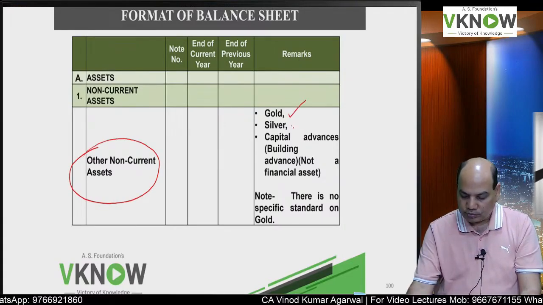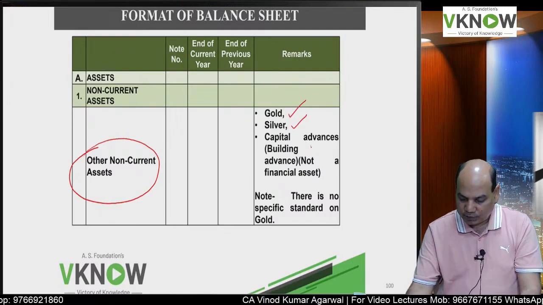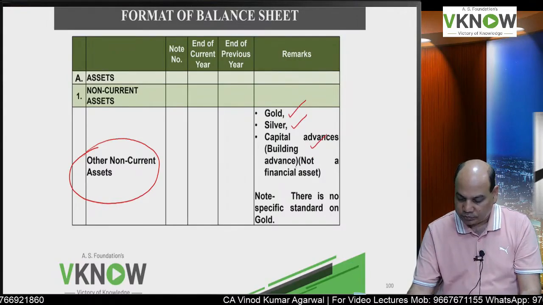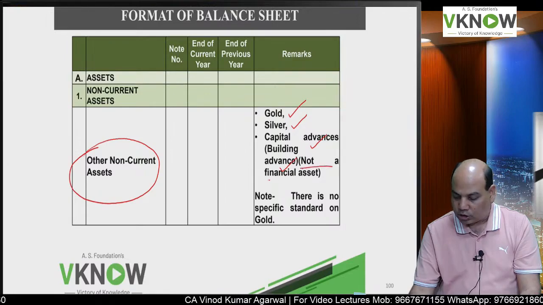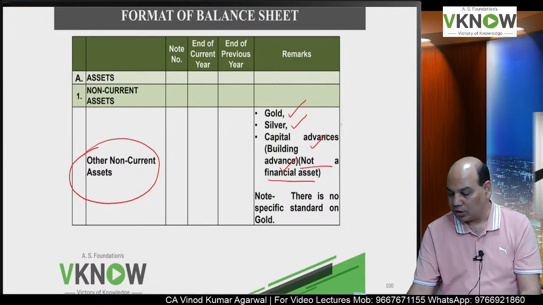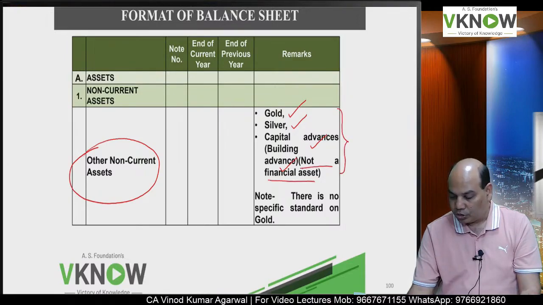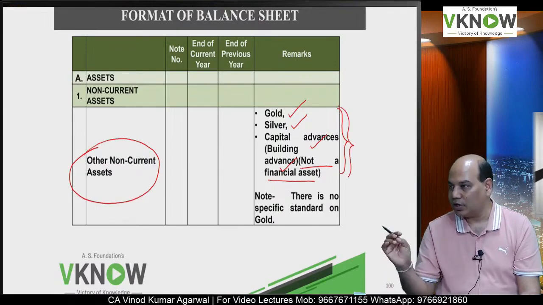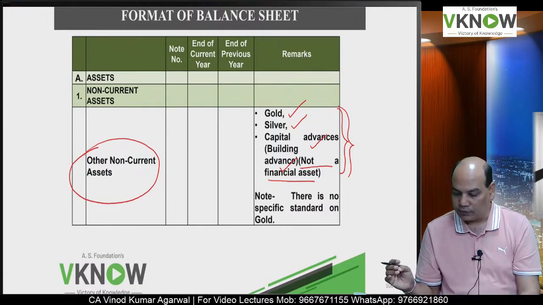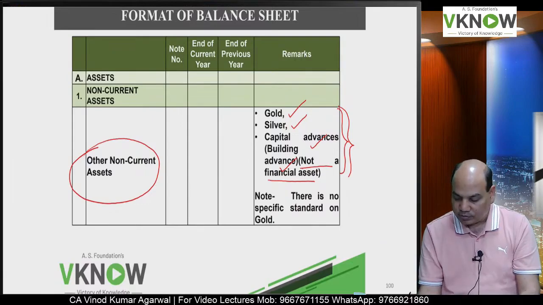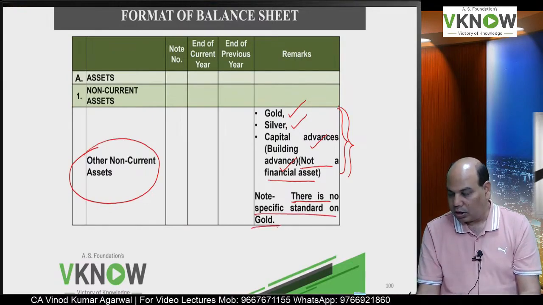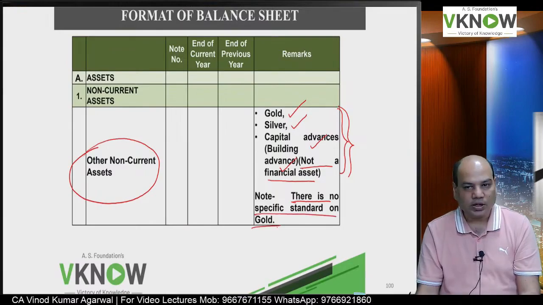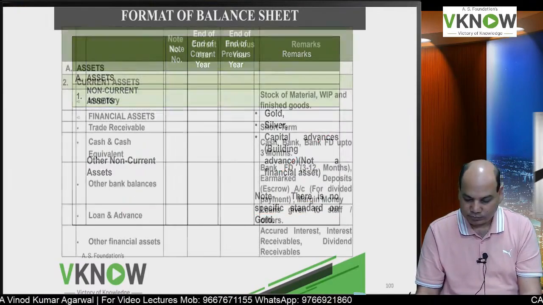Example, gold, silver, capital advance, that is building advance. Building advance is not a financial asset because here there is a contractual right to receive an asset, not cash. So it is not a financial asset. What about gold and silver? Interestingly, there is no specific standard on gold and silver.